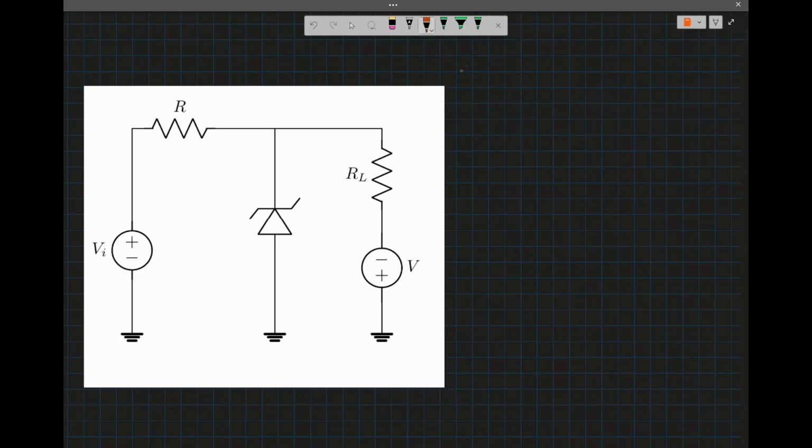The goal of this problem is to solve a network that involves a Zener diode. We are going to use various values of the load resistance, our load. Our load will take a few values: 1 kilo ohm, 4 kilo ohm, 8, 16, and 32.